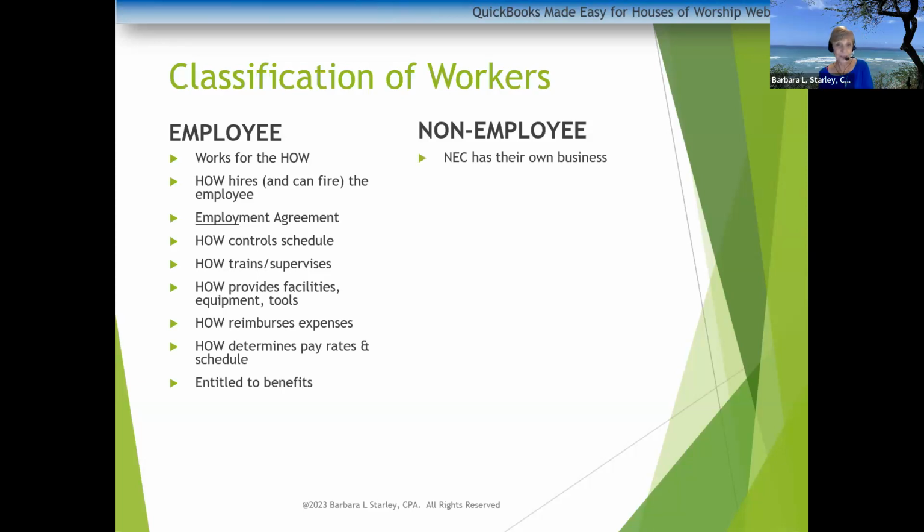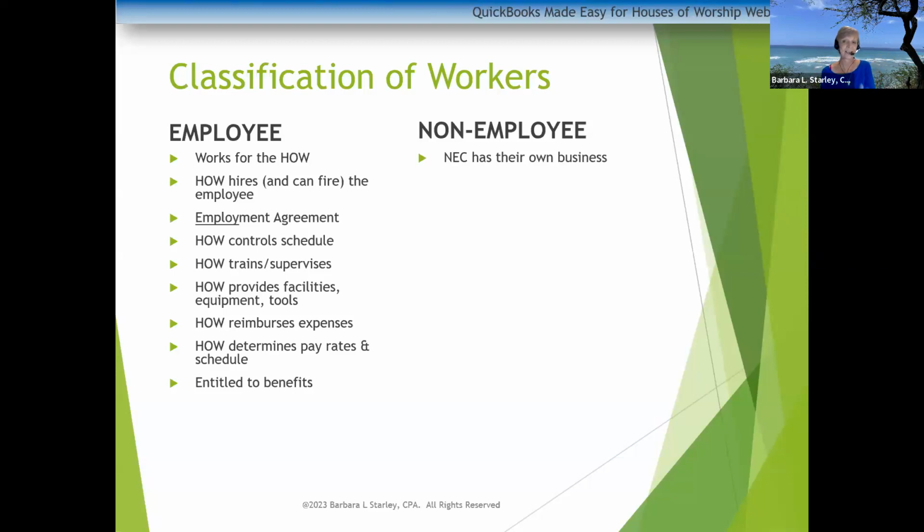A non-employee, by contrast, is sometimes called an independent contractor. They're sometimes called a self-employed person. By the way, there's never such a thing as a 1099 employee. They're either an employee or they're a non-employee. So this is really important to know.